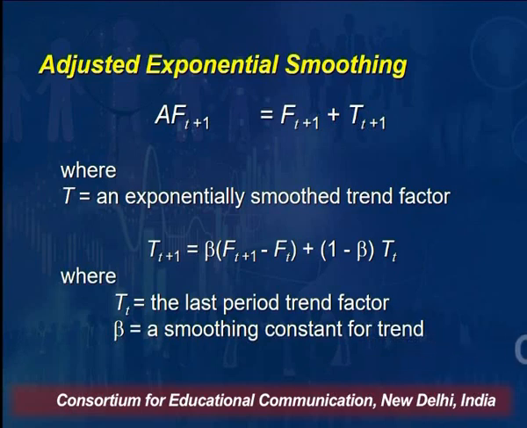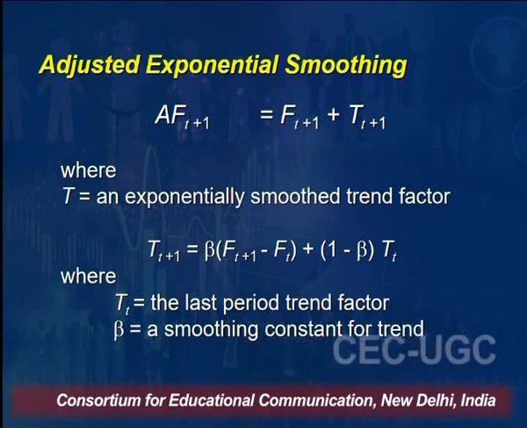Then there is another method called adjusted exponential smoothing. So in adjusted exponential smoothing, AF, the adjusted forecast for t plus 1, is equal to forecast for t plus 1, which we have calculated earlier, plus T plus 1. What is T over here? So capital T is an exponentially smoothed trend factor. So here we have introduced another factor which is called exponentially smoothed trend factor.